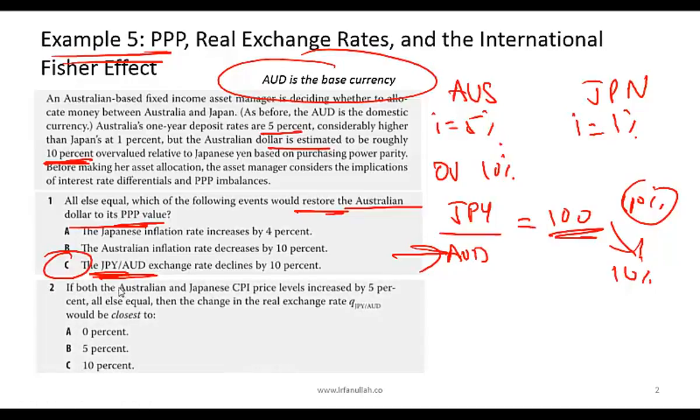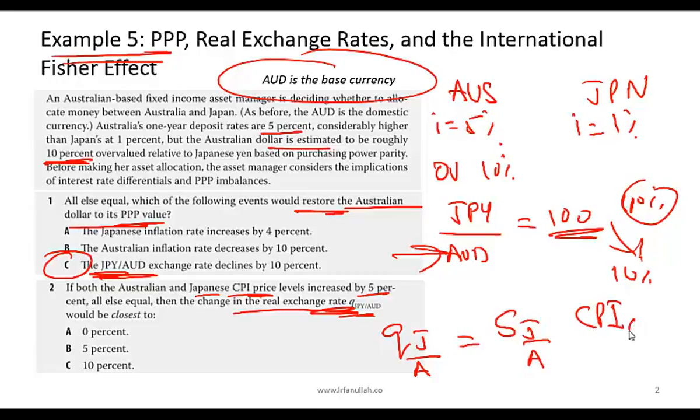Next, if both the Australian and the Japanese CPI price levels increase by 5%, all else equal, then what is the change in the real exchange rate? Here you quickly regurgitate the formula that we just discussed. So the real exchange rate, Japanese yen over Australian dollar, is equal to the spot exchange rate, Japanese over Australian, into the CPI of the base currency, which is Australia, over the CPI of the price currency, which is Japan.